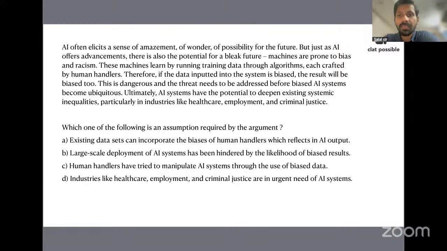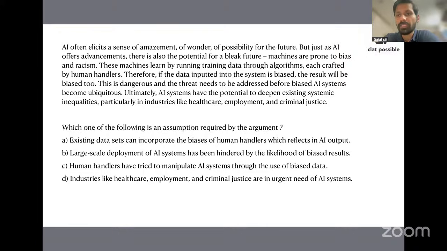A says existing data sets can incorporate the biases of human handlers, which reflects in AI output. And that seems to be the correct option, right? Immediately, existing sets can incorporate the biases of human handlers. If I say cannot, then the whole argument collapses, right? So option A is absolutely necessary for the argument to hold. So let's look at the other options also.